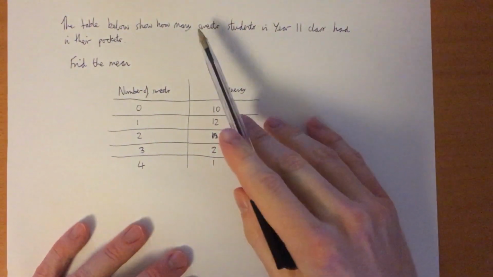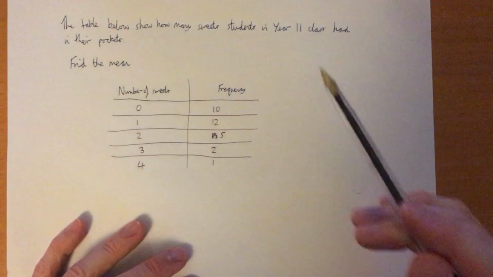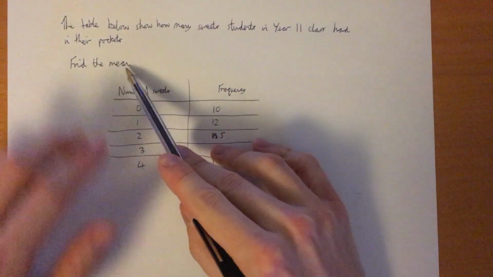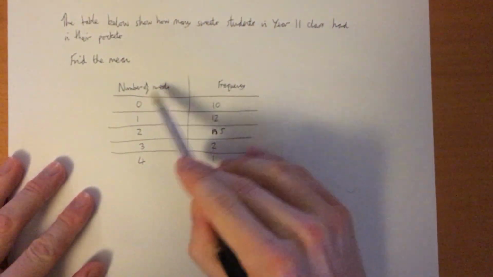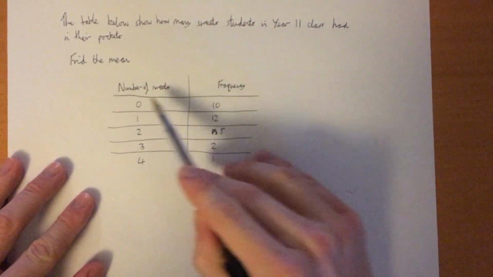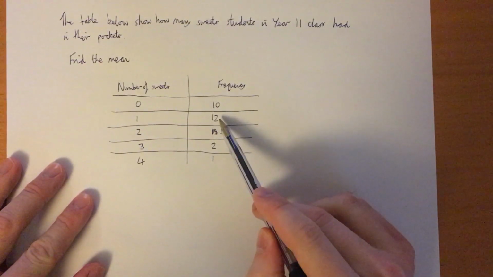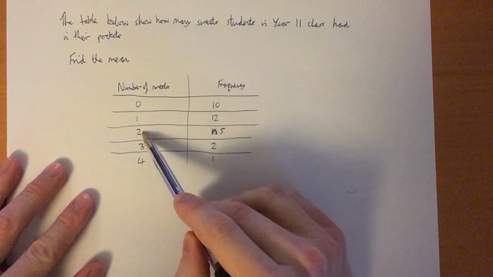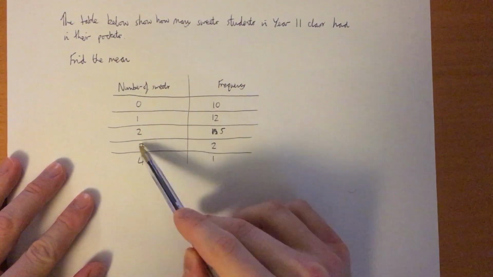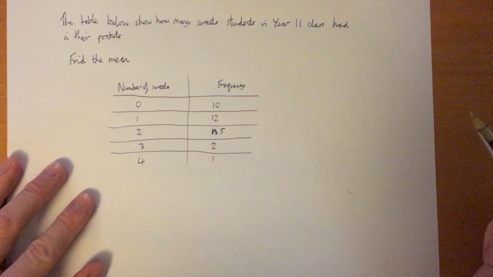The table shows how many sweets students in a year 11 class had in their pockets. Find the mean. So this is straight away, find the mean. Okay? So number of sweets. So 10 kids had 0 sweets. 12 students had 1 sweet. 5 students had 2 sweets. 2 students had 3 sweets. And 1 student here had 4 sweets.